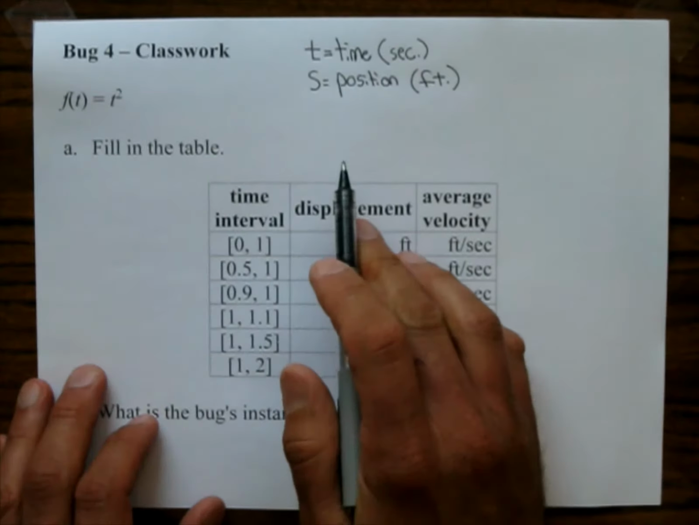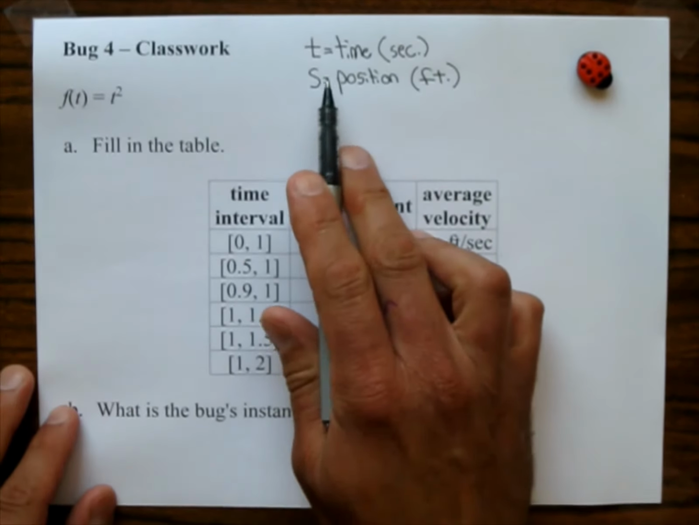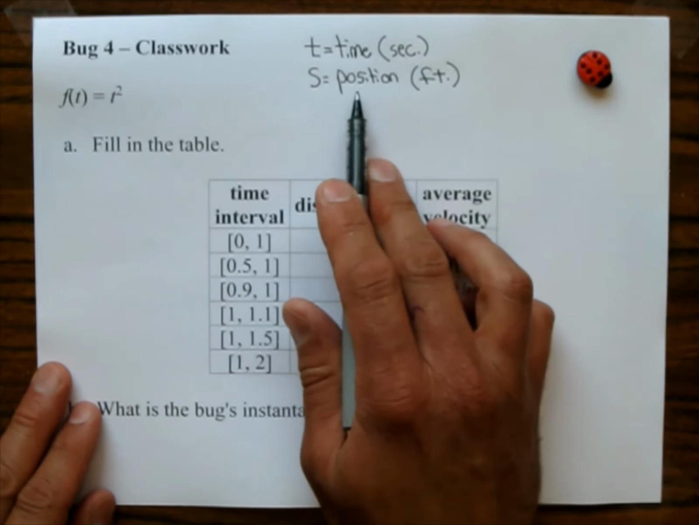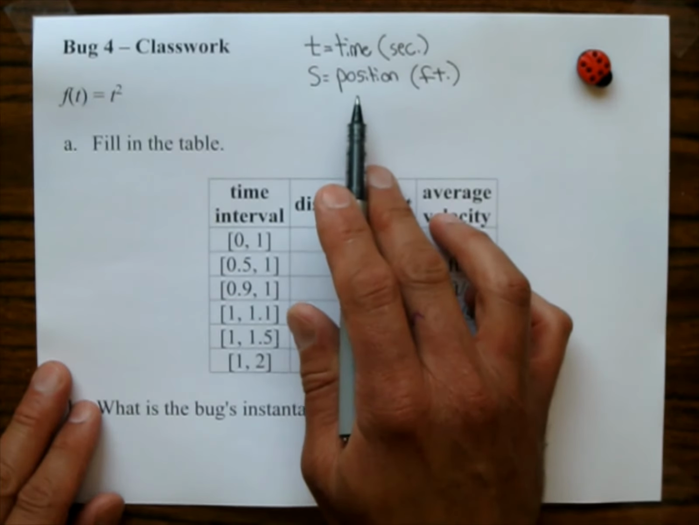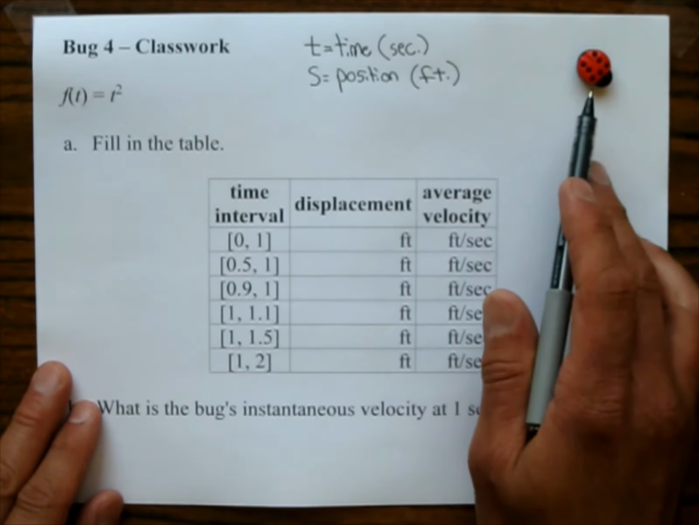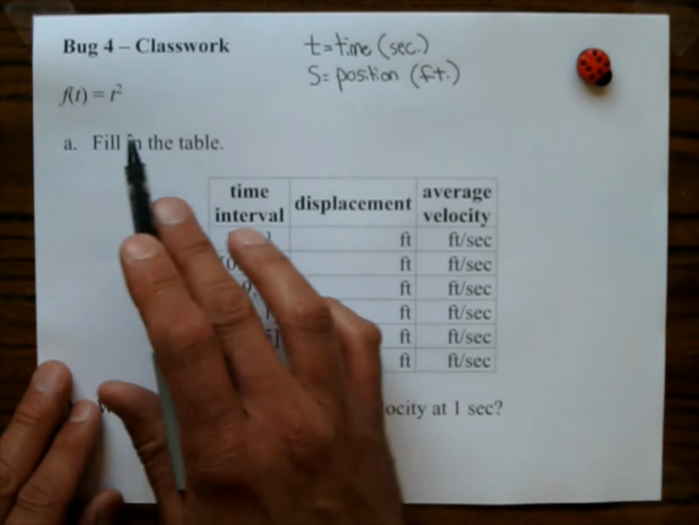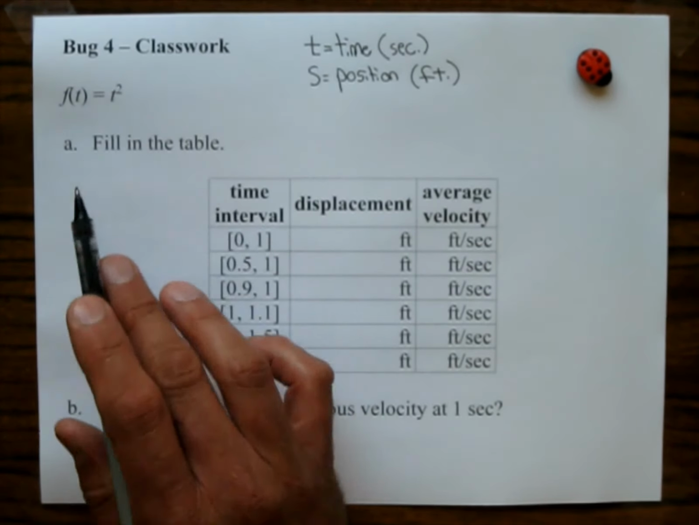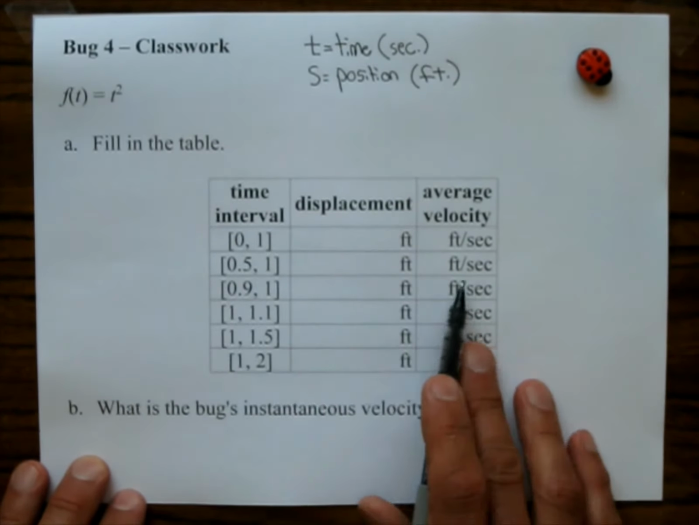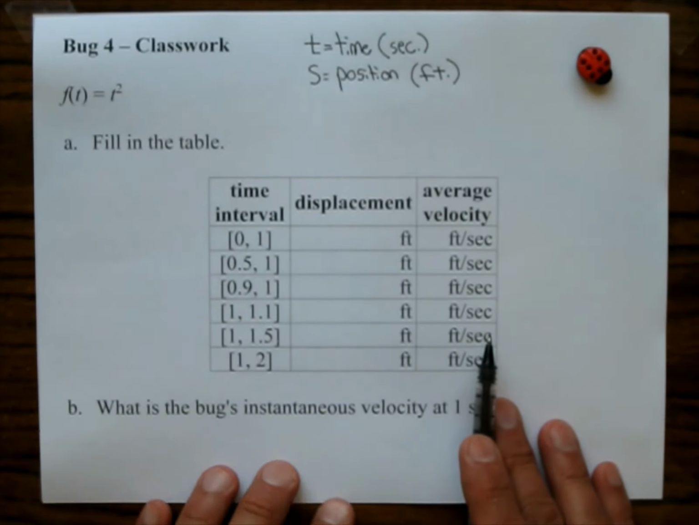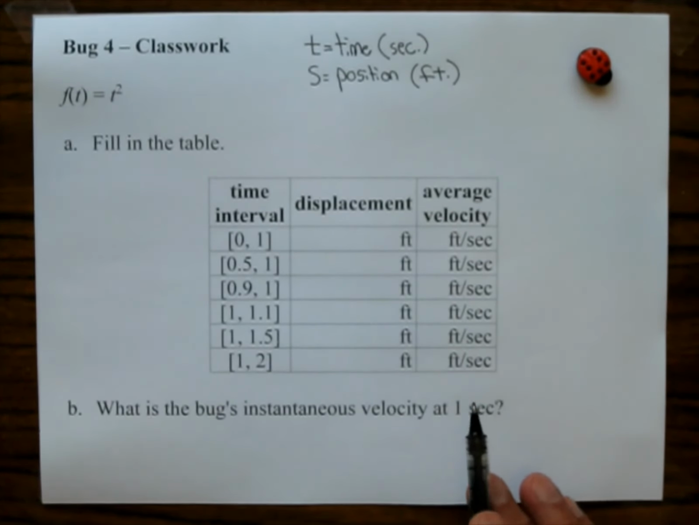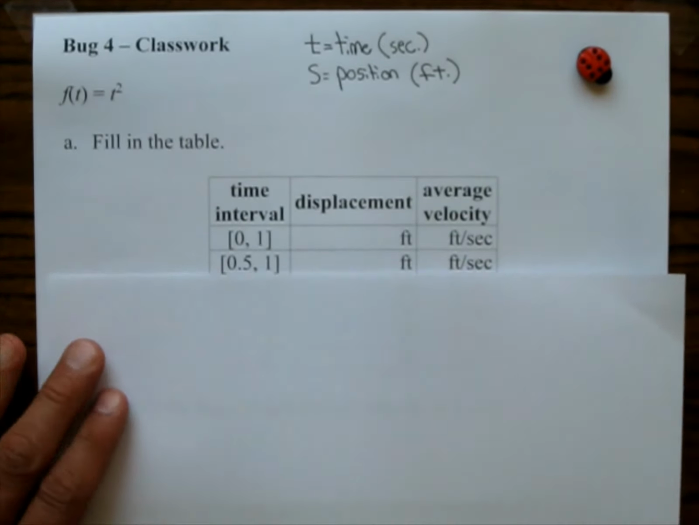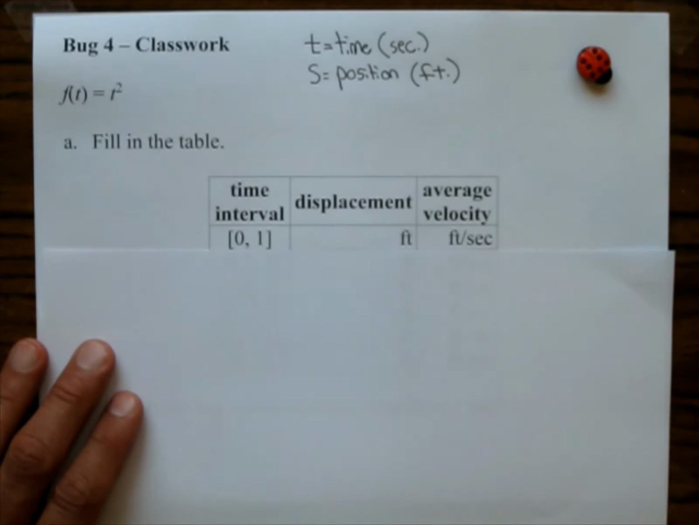And bug 4, we have the bug on the number line. There's the bug right there. And t is time, measured in seconds, and s is its position, in feet from the origin, and this bug is going to be walking on the number line. Well, here's the function that describes the bug in this example. It's t squared. Okay, fill in the table. That's what they want us to do, and really it's not anything new because we've done displacement and average velocity. So let's go ahead and just do a few of them so you can see how to do this.